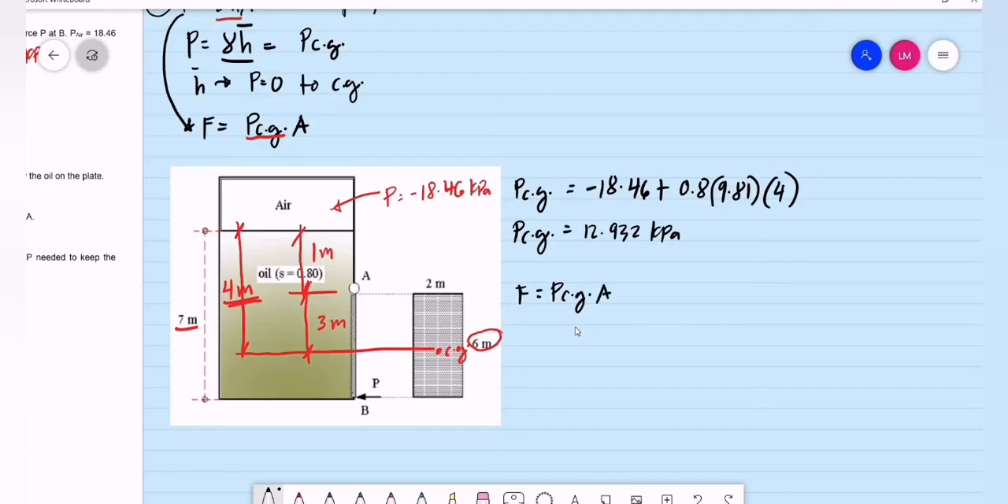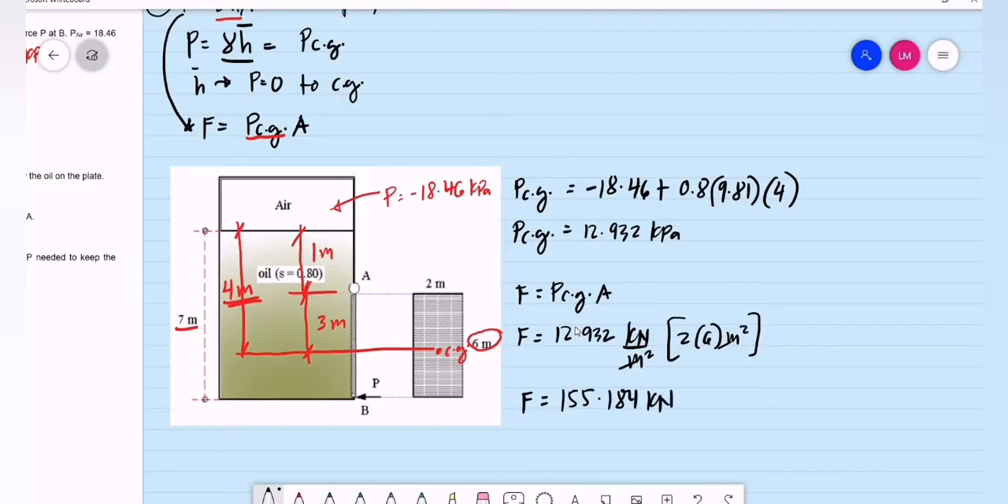Computing for the force, since gamma bar h area is not applicable, the force is the pressure on the center of gravity multiplied by the area. The force is now equal to 12.932 kilopascals, which is the same as kilonewtons per square meter, multiplied by the area of the gate. The area of the gate is 2 meters by 6 meters, in square meters. Unit analysis, cancelling square meter, the remaining unit is kilonewtons. So 12.932 times 2 times 6 is equal to 155.184 kilonewtons. This will be our answer for problem number 8.